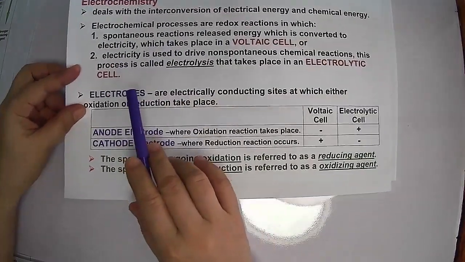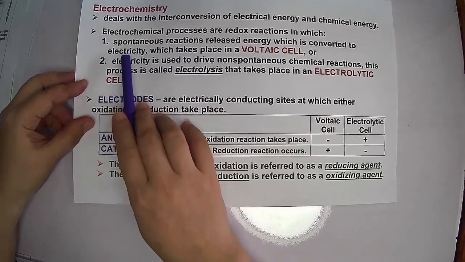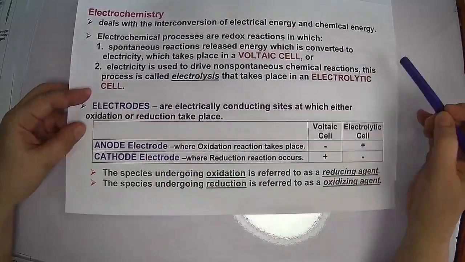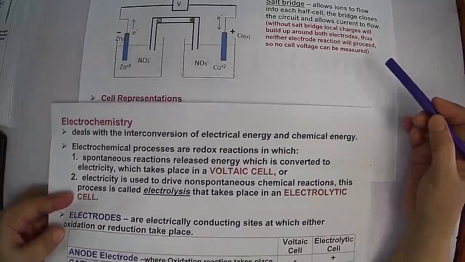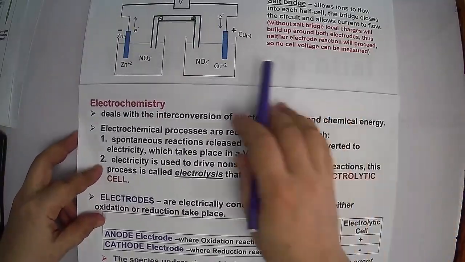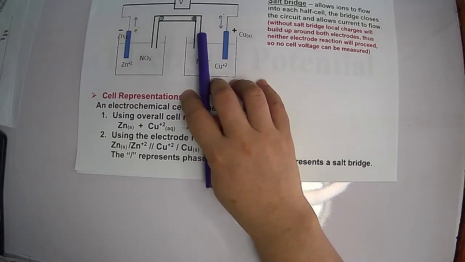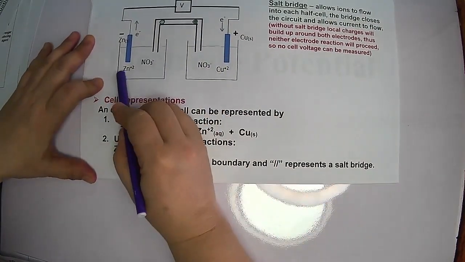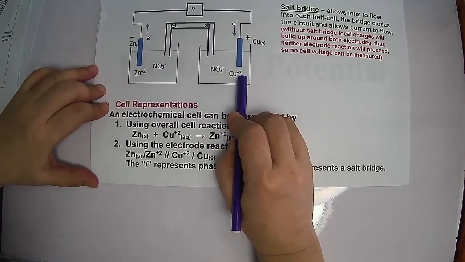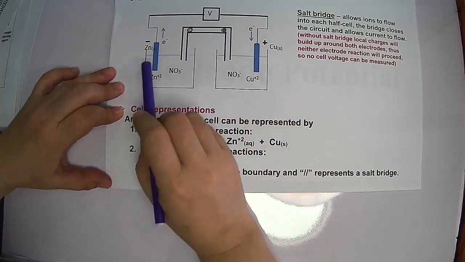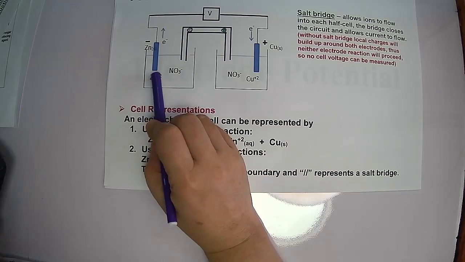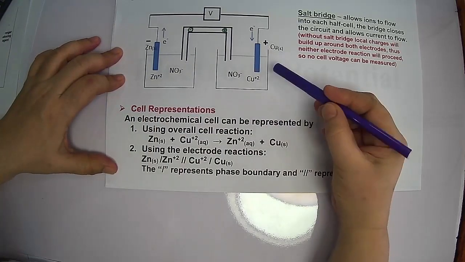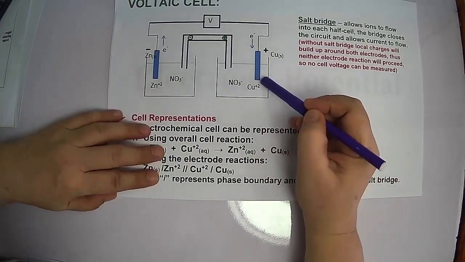To begin with, the first branch of electrochemistry, wherein spontaneous reactions release energy which is converted to electricity, is called the voltaic cell. We can represent the voltaic cell by a schematic diagram here, where we have two compartments: the anode compartment and the cathode compartment. In the anode compartment, we have an electrode, let's say a zinc electrode. At the cathode, we have a copper electrode.